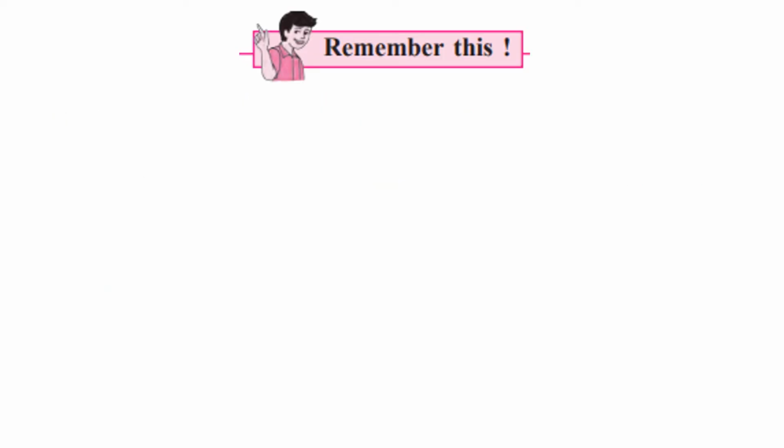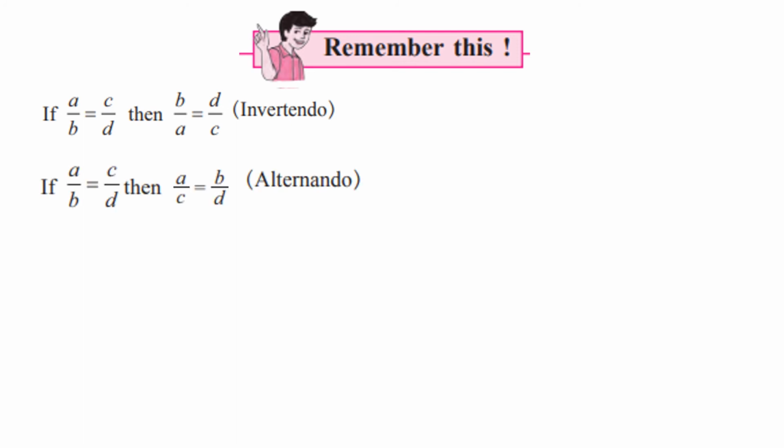We will revise whatever we had studied. First is the invertendo property. a/b = c/d, then b/a = d/c. So in the invertendo property, numerator goes to denominator and denominator goes to numerator. Second one is alternando. If a/b = c/d, then a/c = b/d.